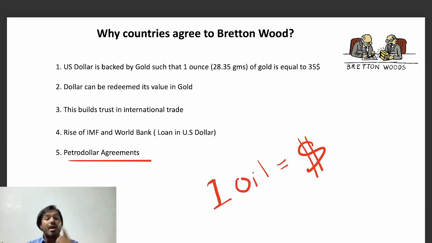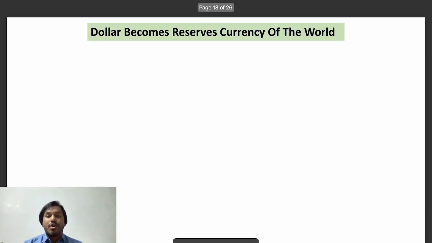And also, if you want to buy oil from Saudi Arabia or any other Gulf countries, you have to buy it in dollar form. So in dollar currencies. So that's the reason countries agreed to the Bretton Woods. Okay. So next we're going to talk about, after the Bretton Woods agreements, the dollar became the reserve currency of the world. Okay, so you can understand why I have explained why the dollar became the reserve currency of the world at that time.